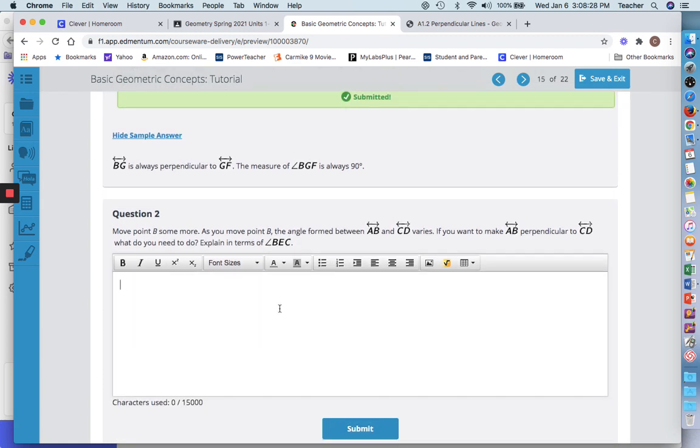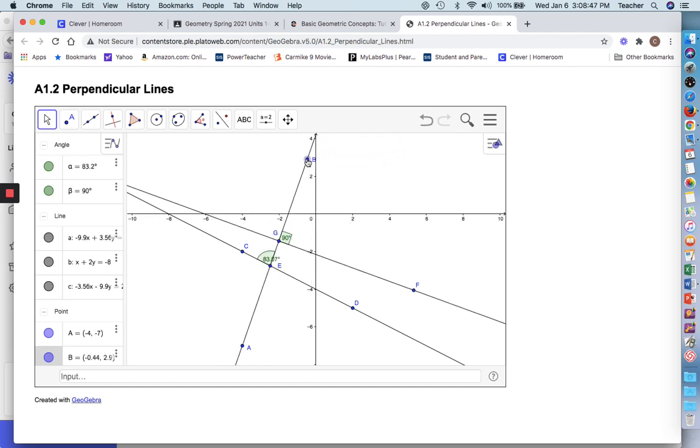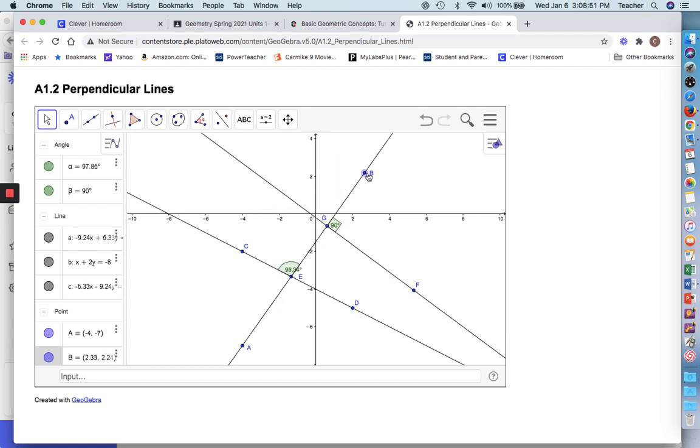All right, question 2 says move point B some more. As you move point B, the angle formed between AB and CD varies. So AB, where's AB? AB was just this line, because there's A and B. CD, all right, so again, I'm looking at this angle. Well, it looks like this one does change. It definitely varies.